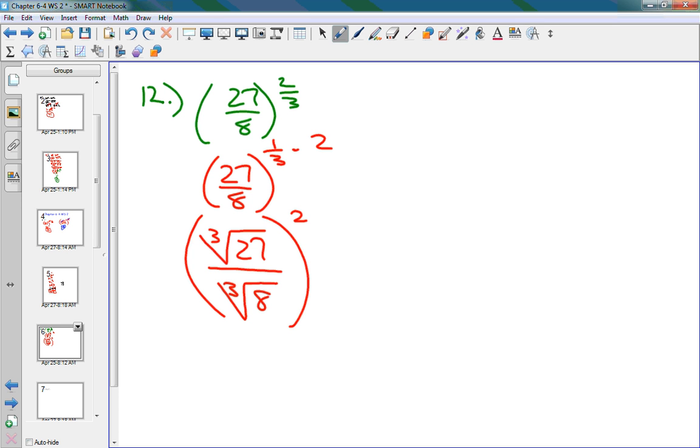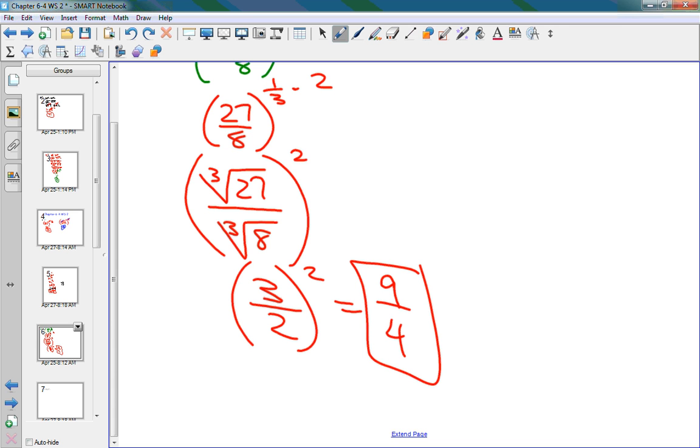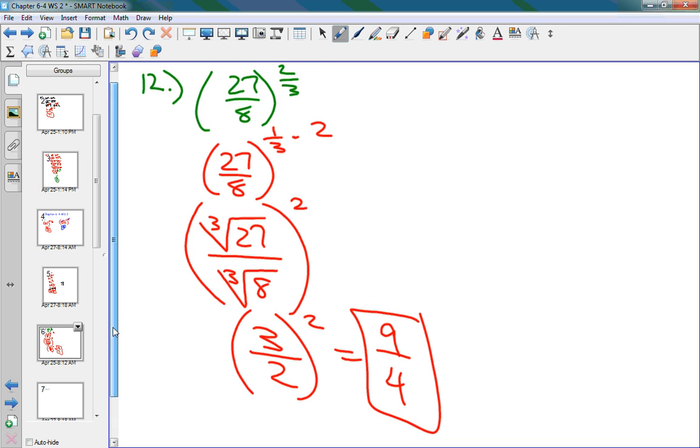And now what am I going to do? So now, what's the cube root of 27? 3. What's the cube root of 8? 2. And now I'm going to do what with that whole thing? Square it. So what is 3 squared? What is 2 squared? To give you 9/4 is your answer. Why is it negative? There's no negative. That's a multiplication.